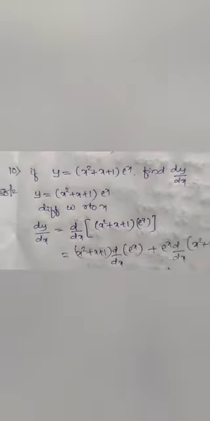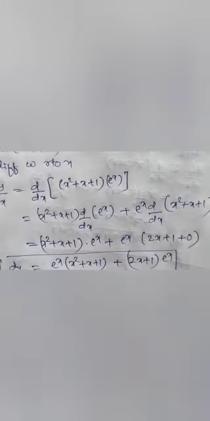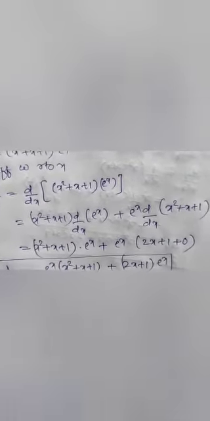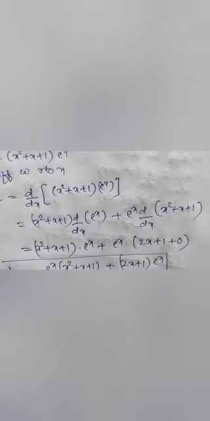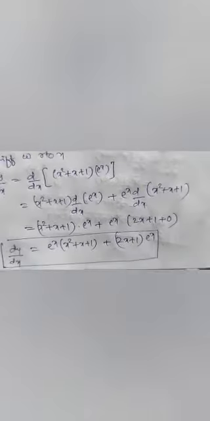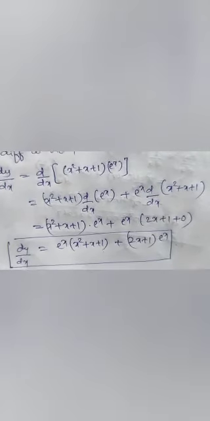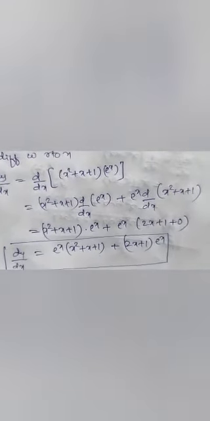The tenth one, y equals x square plus x plus 1 into e to the power x. Find dy by dx. Differentiate this one: the first term as it is and differentiate the second term, and the second term as it is and differentiate the first term. We get the first term as it is, the differentiation of e to the power x is e to the power x. The second term as it is, the differentiation of the first term: x square gives 2x, x gives 1, and 1 gives 0. Then e to the power x into x square plus x plus 1, plus 2x plus 1 into e to the power x.